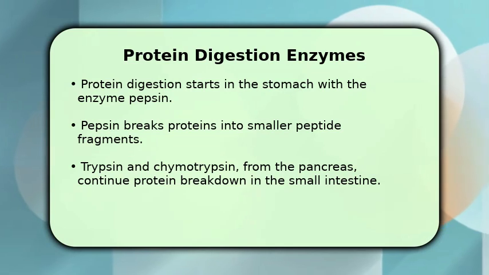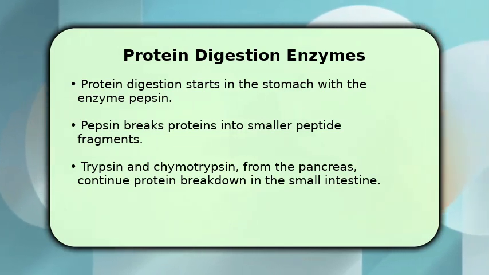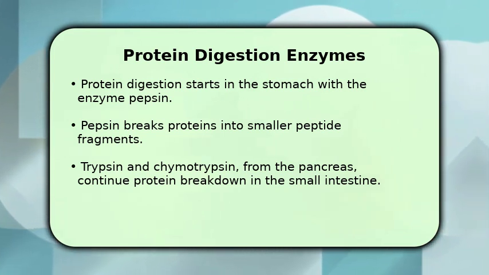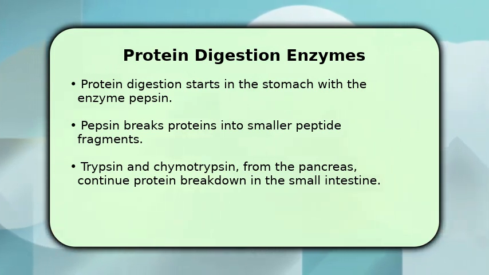Now let's move to protein digestion. This process primarily begins in the stomach, where hydrochloric acid activates pepsin. Pepsin then breaks down proteins into smaller peptide chains.